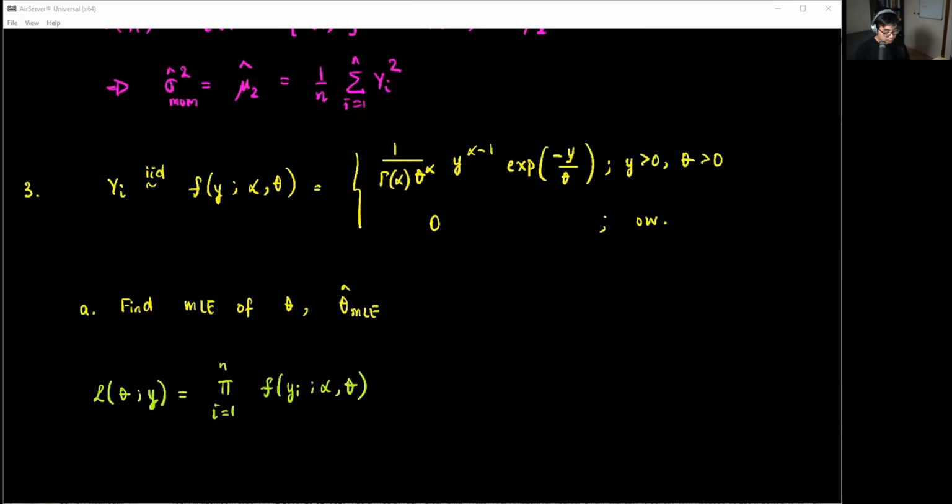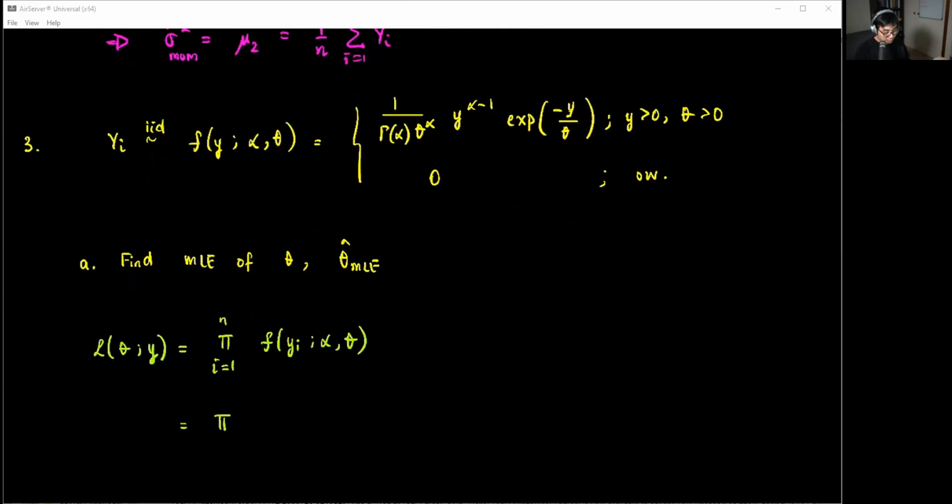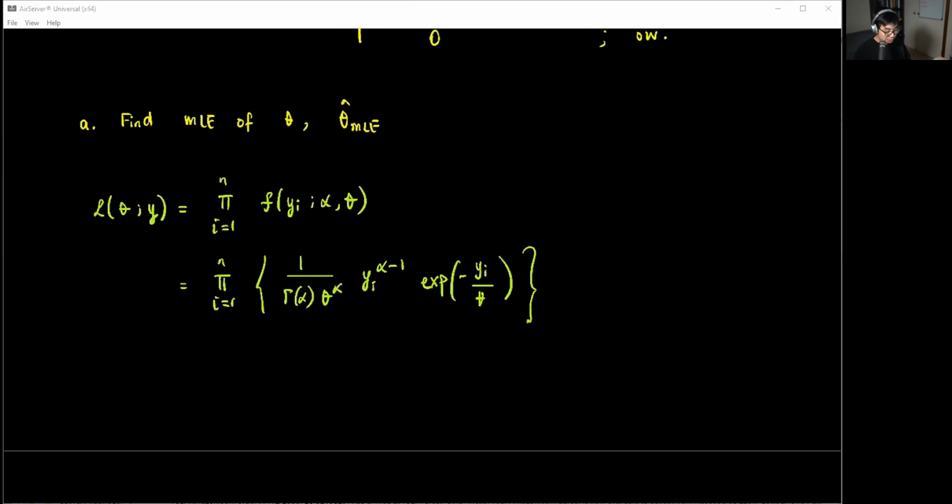Okay, so that's going to be given by the following, the product of 1 over gamma alpha, theta alpha, y to the alpha minus 1, I should say yi, exponential of minus yi over theta, as follows, okay?